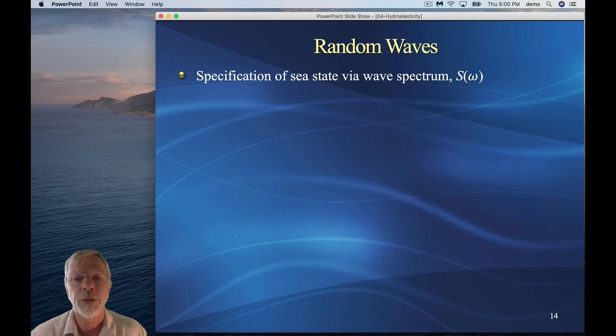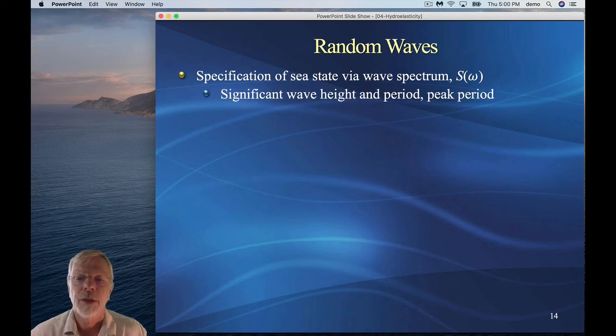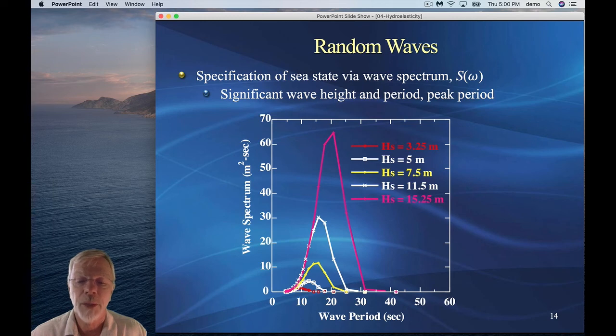Now let's look at response in random waves. So first we need to specify the sea state via some wave spectrum S omega. Typically these wave spectra have input parameters of significant wave height, significant wave period, peak period, or different parameters. Different wave spectra have different input values. So this is an example of one wave spectrum.